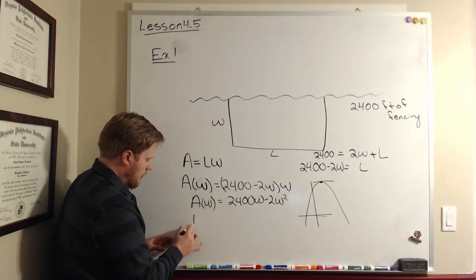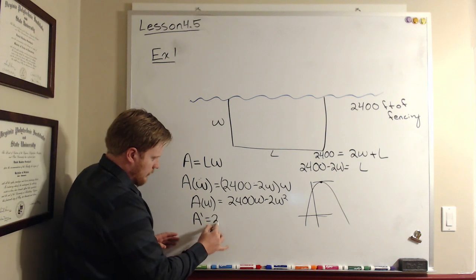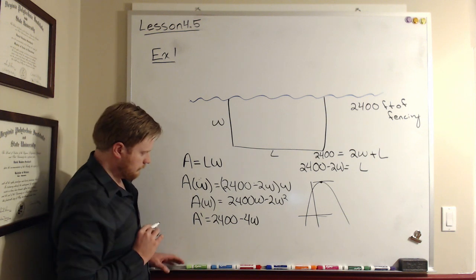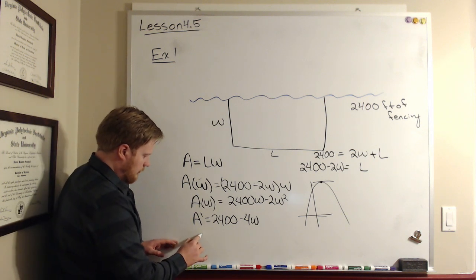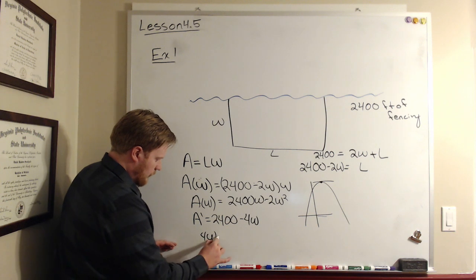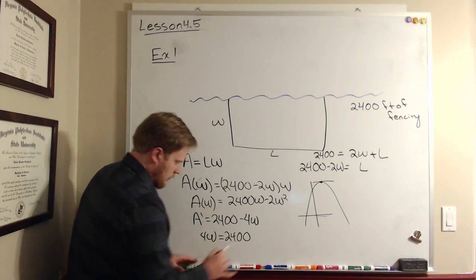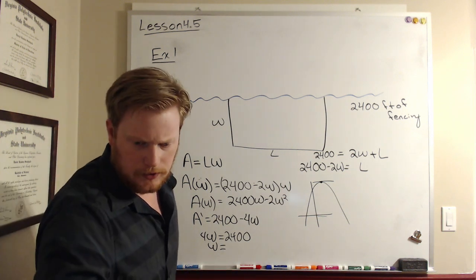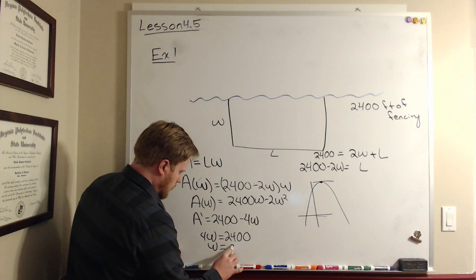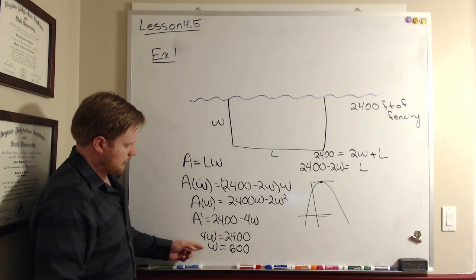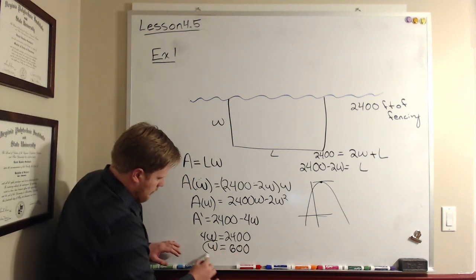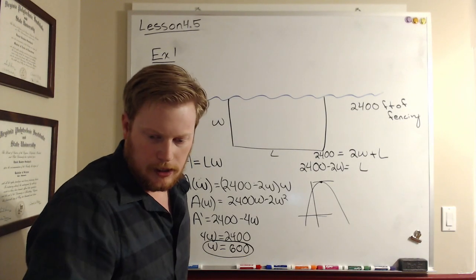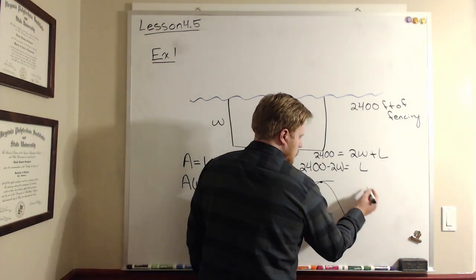So let's see, the derivative A prime is 2400 minus 4W. Setting that equal to 0, I get that 4W is equal to 2400. So W must be equal to 2400 over 4, which is 600. So that's the width, but what's the length? Well, I can go back over here to solve for the length. I solve for the length and I get 1200.